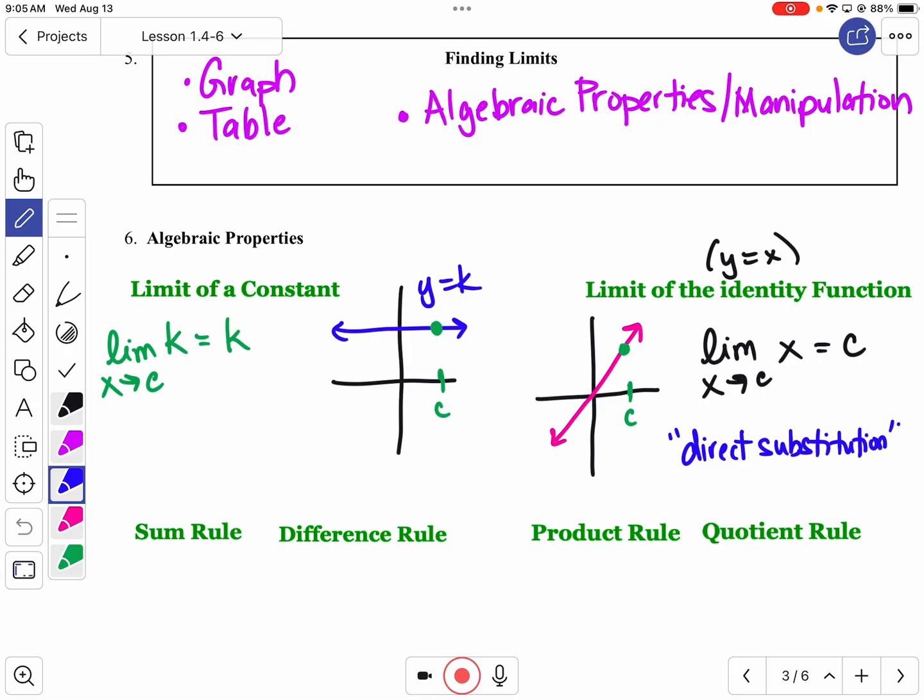Okay. If I've got a function there and I know what x value I'm getting close to, I plug that close to number in there. Okay, because that's the identity. Whatever's there is what we will get. Okay.